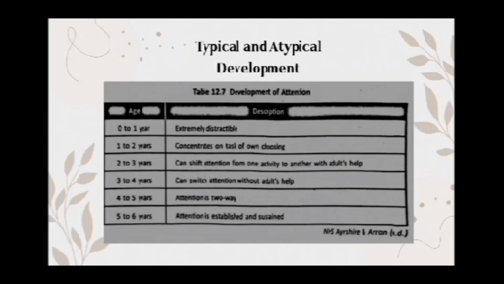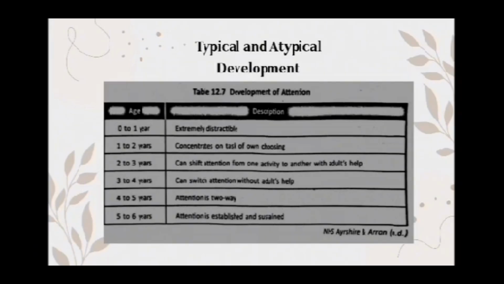Next is 4 to 5 years old. So attention is two-way. So at this age, children can share their attention between two simultaneous tasks or people. For example, they can listen to a teacher's instruction while drawing sila or gadula. So this development reflects their ability to engage interactive attention, which is essential for social and learning contexts.